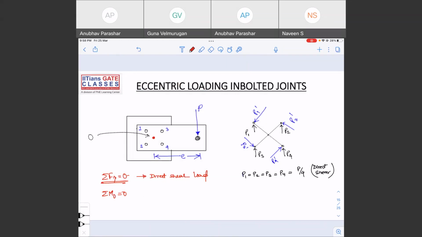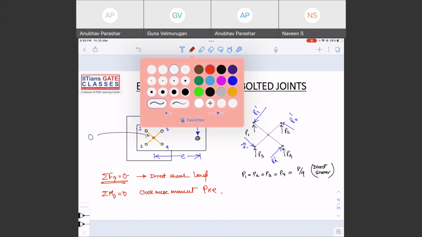So if moment about point O is zero, you can see there is a clockwise moment P into E, because of this P. Yes or no? So to counter this clockwise moment, there has to be an anti-clockwise moment set up by the bolts. How is that anti-clockwise moment going to be set up? Take the radius. The anti-clockwise moment will be set up by the bolts in some direction, something like this.